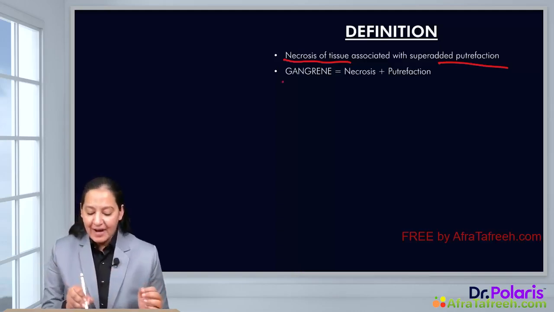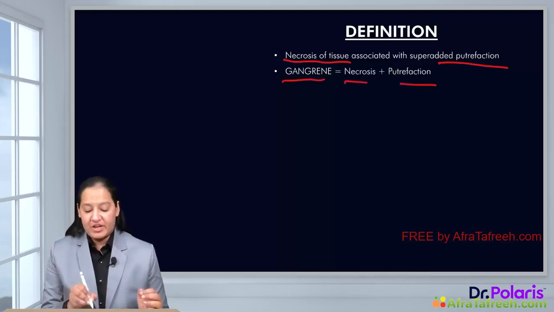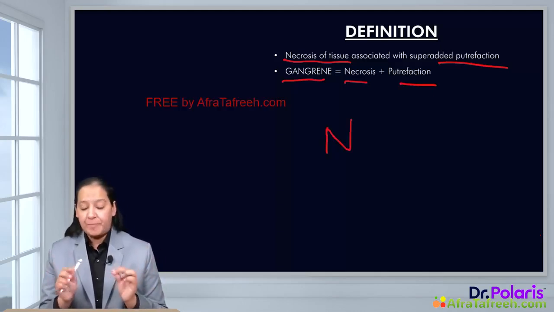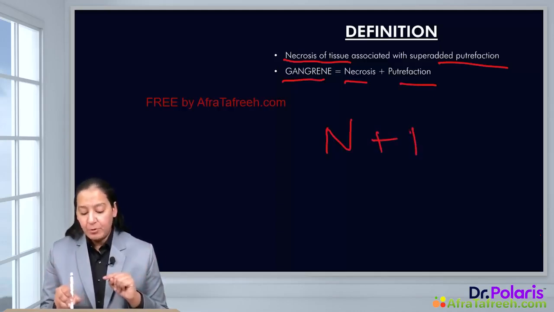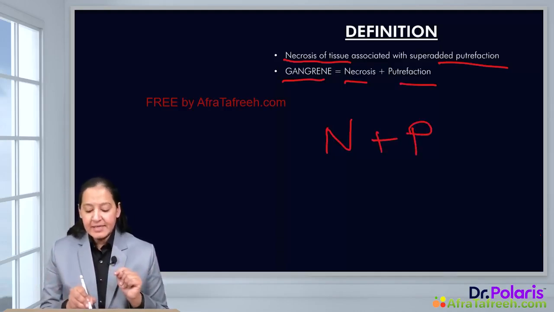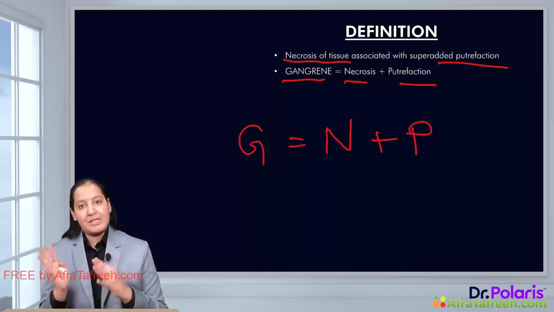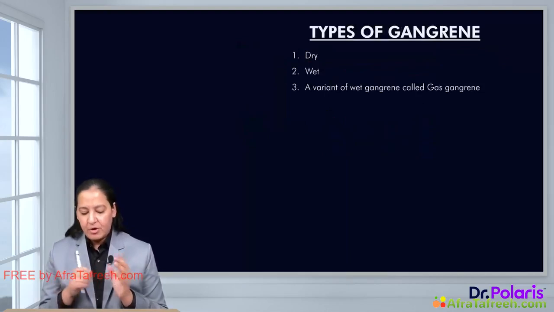I can say gangrene is equal to necrosis plus putrefaction. Whenever I say only necrosis, I mean the dead tissue. But along with necrosis, if I am saying putrefaction due to bacteria, it is known as gangrene. So gangrene is equal to necrosis plus putrefaction. That is the definition of gangrene.